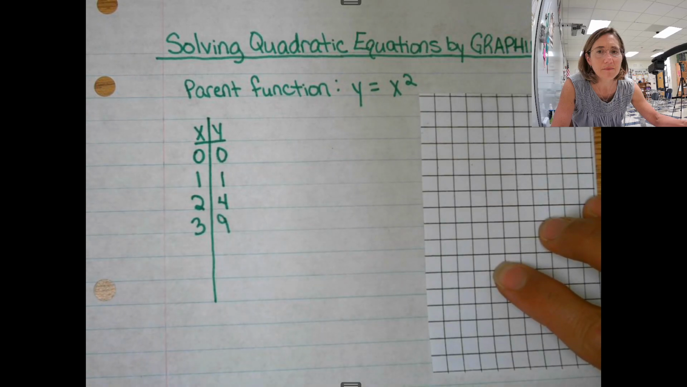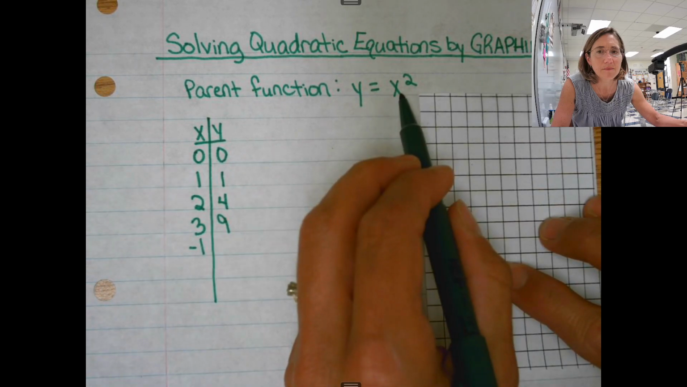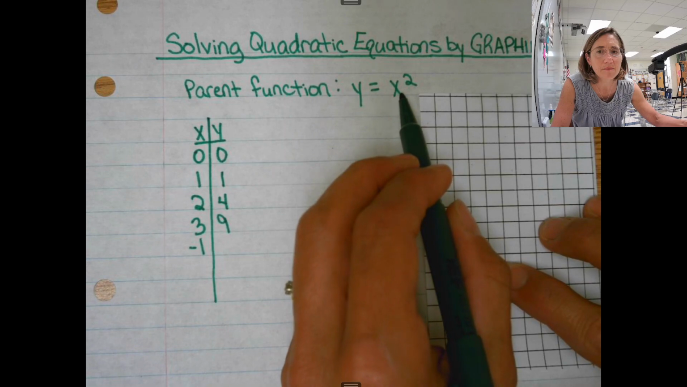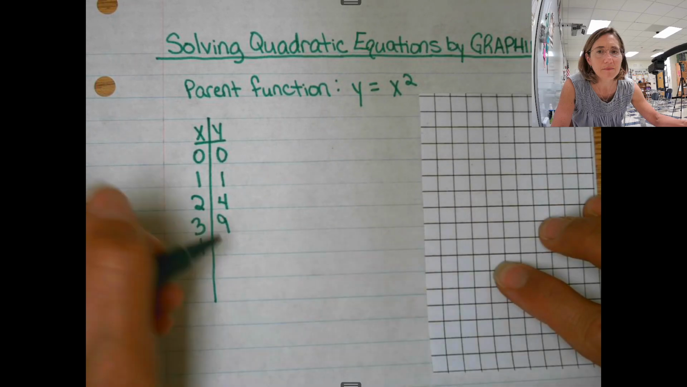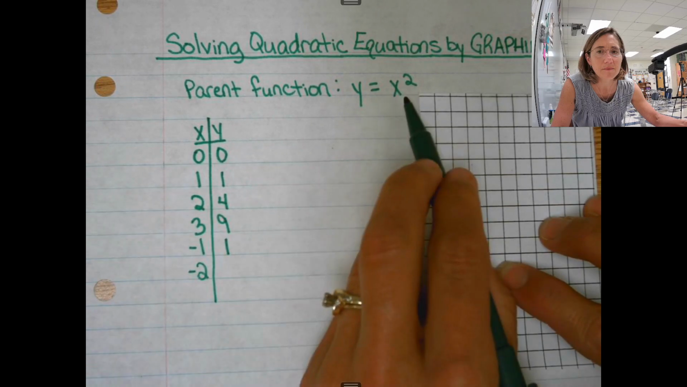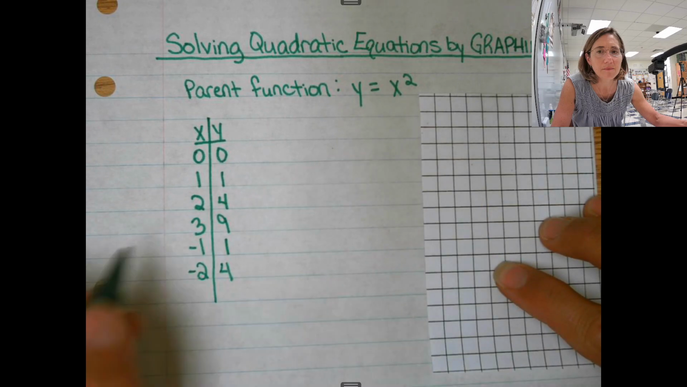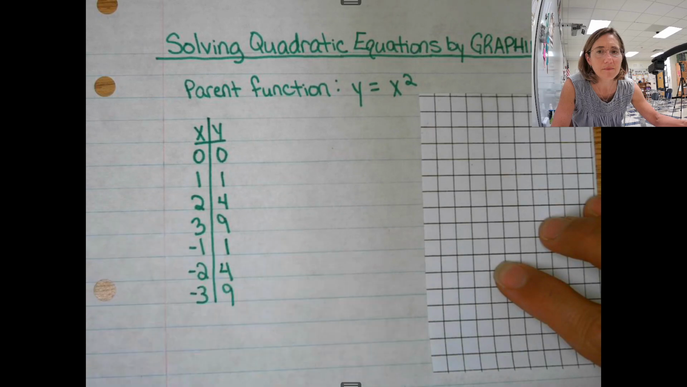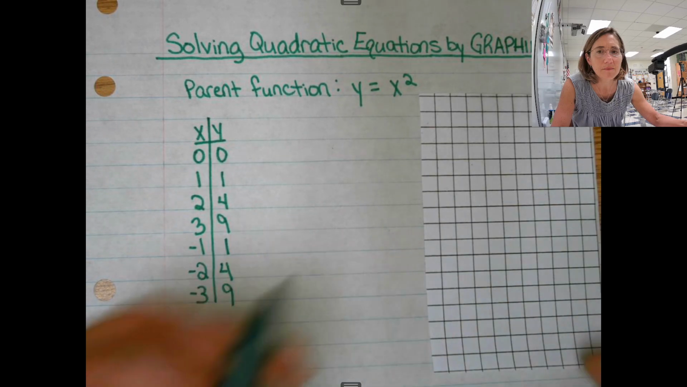Let's try some negative numbers. What will happen if we put a negative 1 in here? When you take a negative and you put it in for this x here, then that negative 1 is going to get multiplied by itself. So you're asking yourself, what is negative 1 times negative 1? Well, the two negatives would turn to a positive, so that will be a positive 1. If you take a negative 2 and square that, well, negative 2 times negative 2 will turn out to be a positive 4. When you put a negative 3 in for x, you're going to get a positive 9. Okay, so we see something happening here. So let's go ahead and graph that.